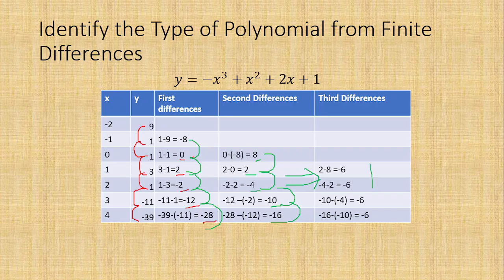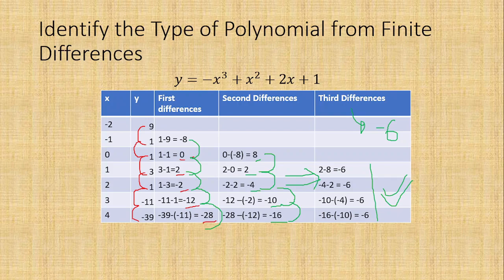So here we have achieved our goal. What was the goal that we had to achieve? That all these terms had to be the same. So everywhere the third difference has come out to be negative 6.